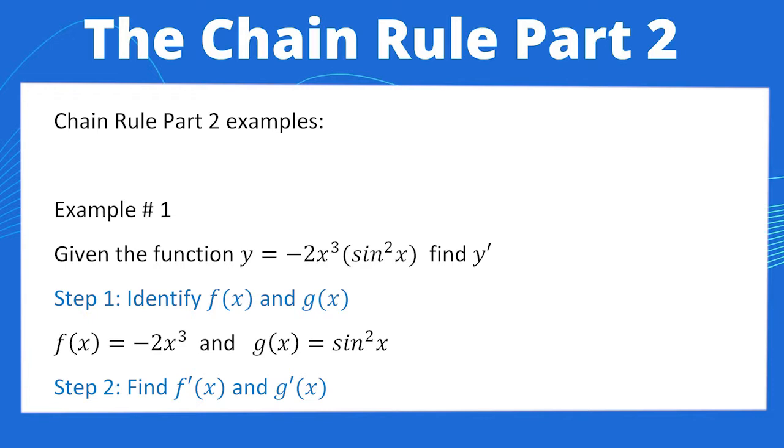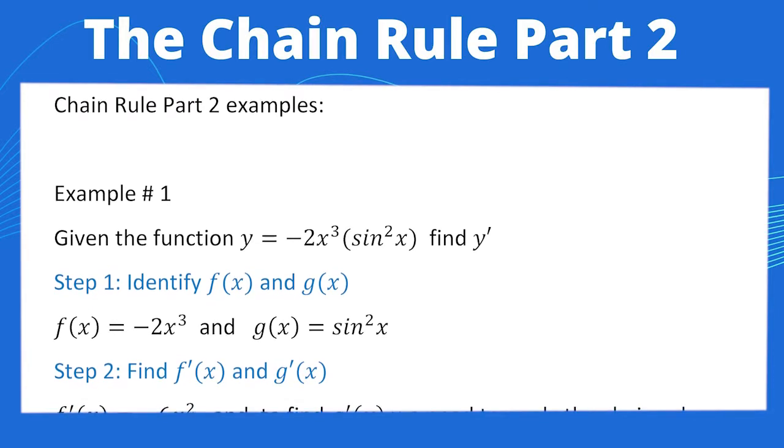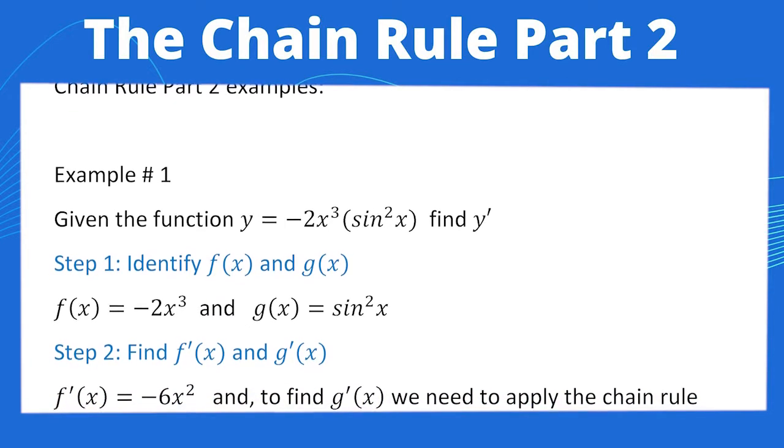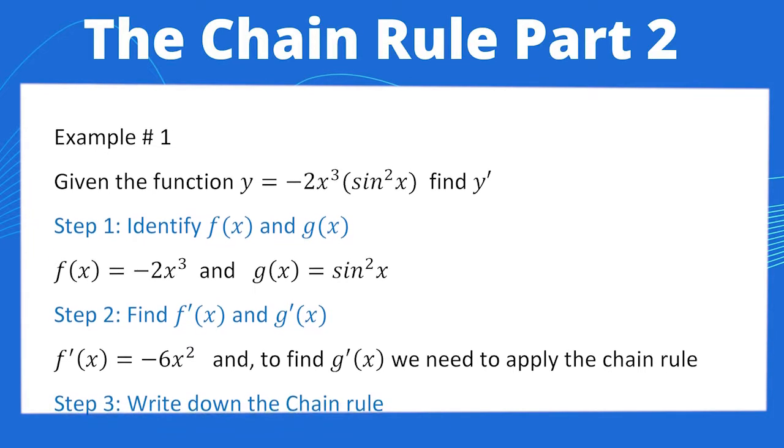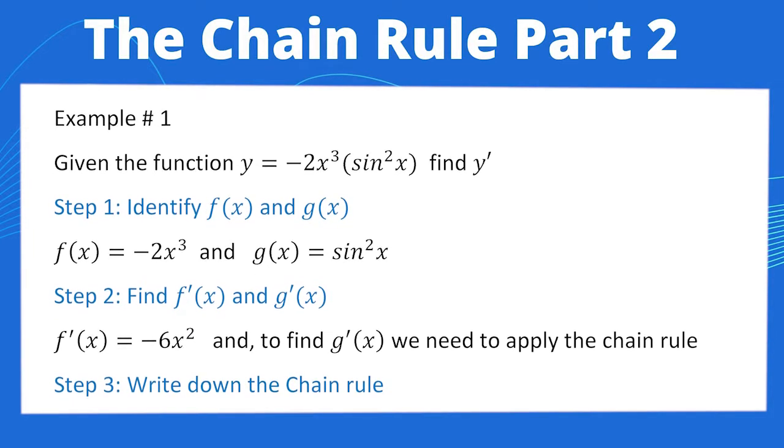Look at example number 1. Given this function, we need to find the derivative. If we look at this function, we can see that we need to apply the product rule. Then the first thing we are going to do is to identify f of x and g of x. And step number 2, we're going to find the derivatives.